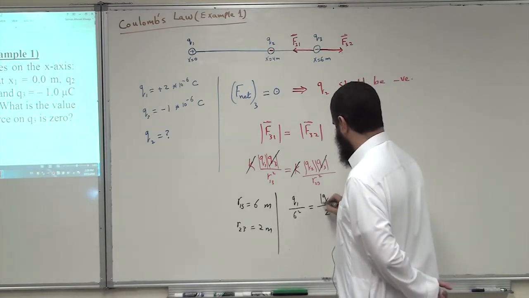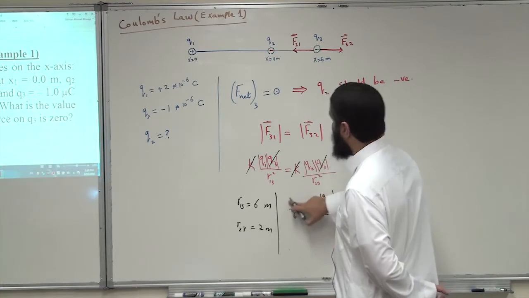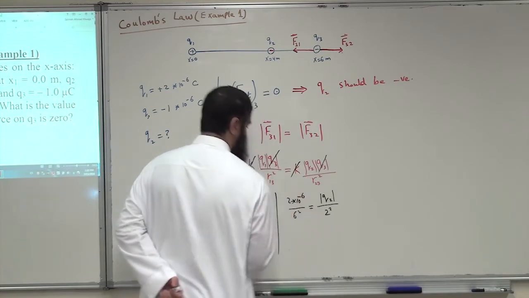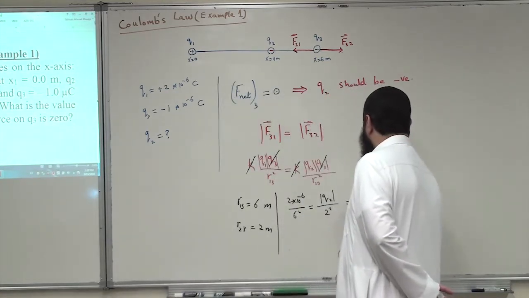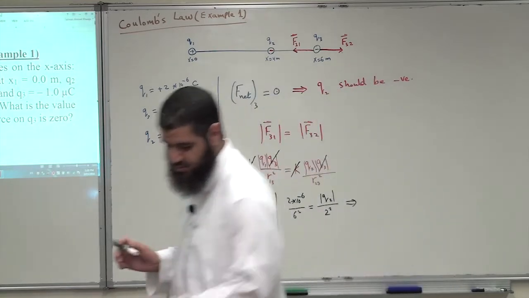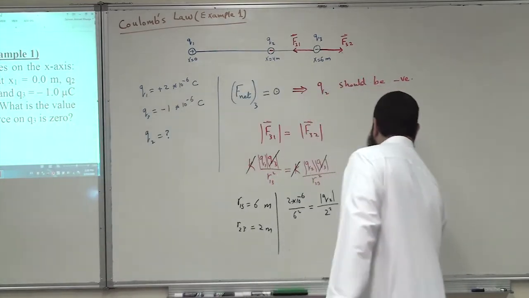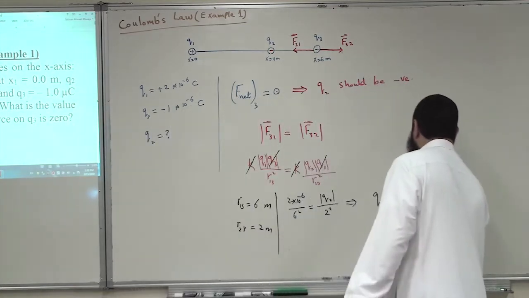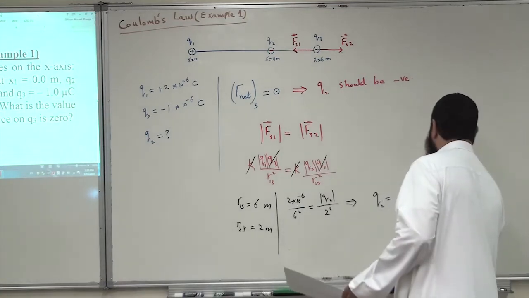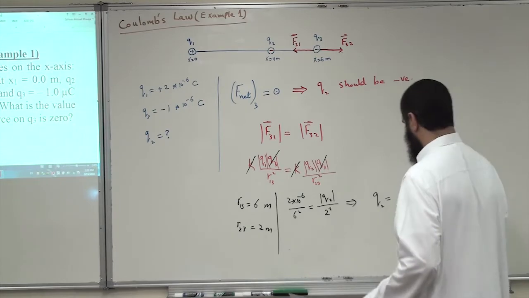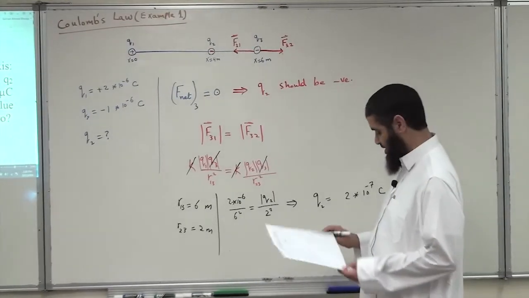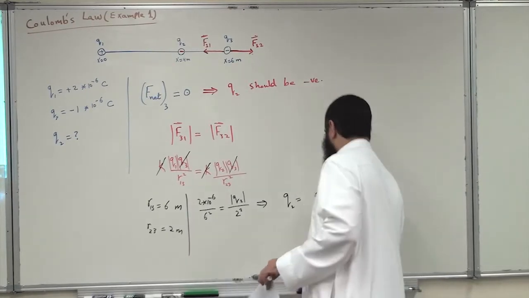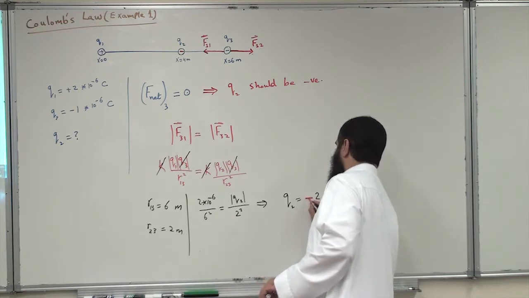Q2 we don't know, but Q1 we know. How much is Q1? It is 2 times 10 to the minus 6. And doing simple algebra, we will get that Q2 equals 2 times 10 to the minus 7 coulomb. So this is the magnitude of Q2. But we have decided before that Q2 should be negative. So please don't forget this minus sign. So we put here, this is negative.